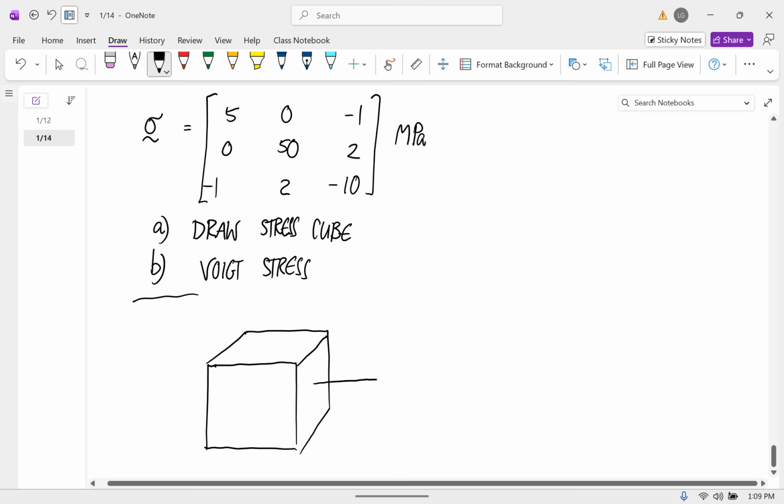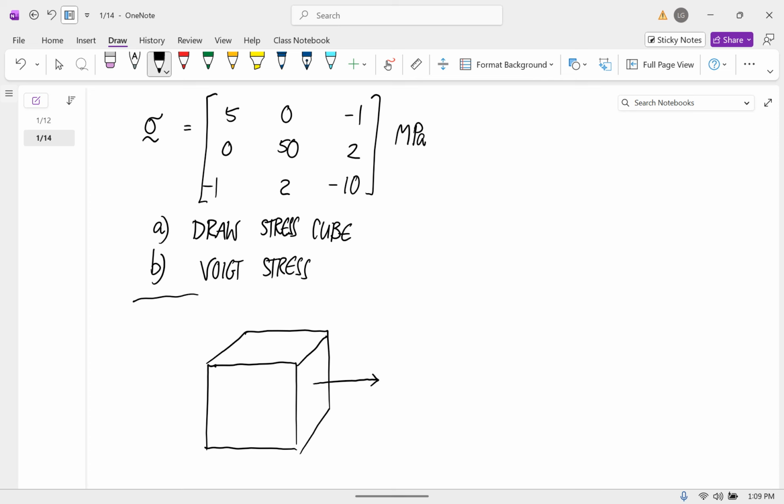The X normal stress is 5. The stress on the X face in the Y direction is 0, so I'll just leave that off. The stress on the X face in the Z direction is -1, so I'm going to draw that in the negative Z direction and just give it the value 1.